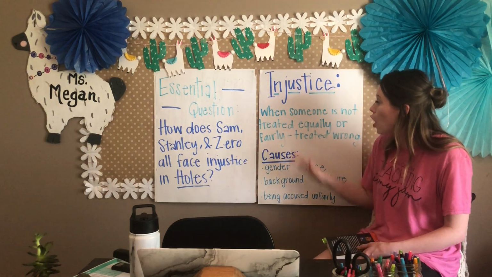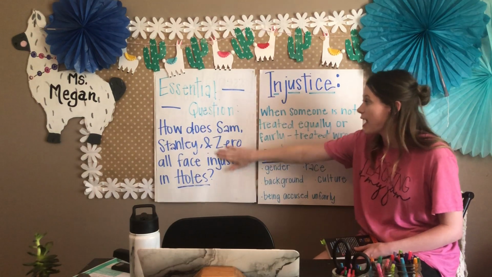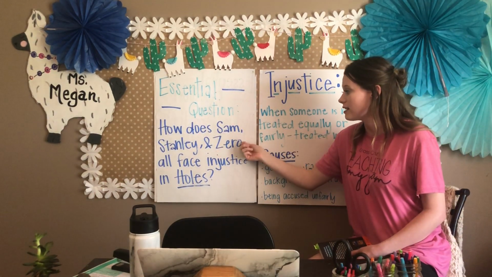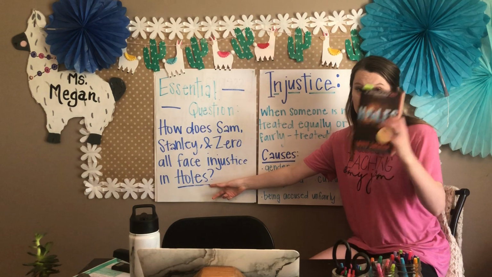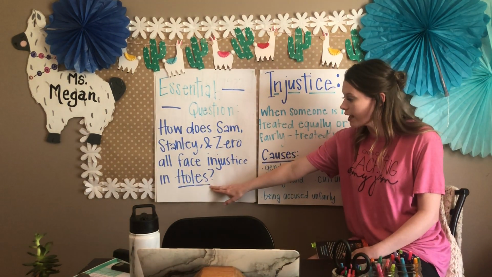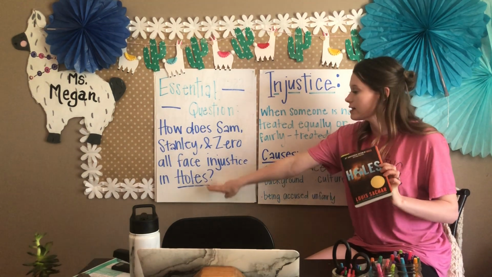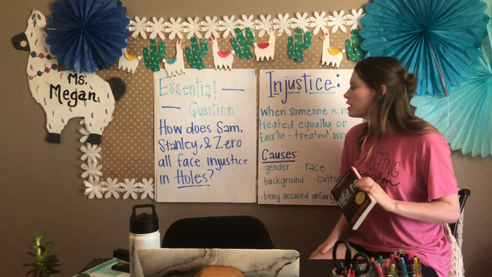Knowing what injustice is, and having some examples, our essential question for today is: how do Sam, Stanley, and Zero all face injustice in Holes? You'll notice Holes is capitalized and underlined, because when it is a proper noun, it is capitalized, and we underline the titles of books. Okay, so let's dig in.